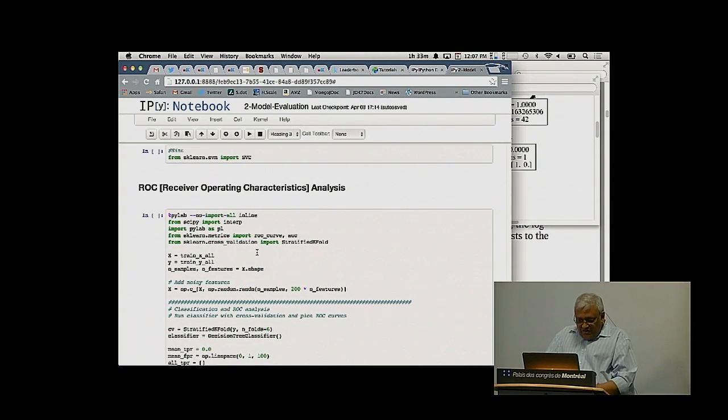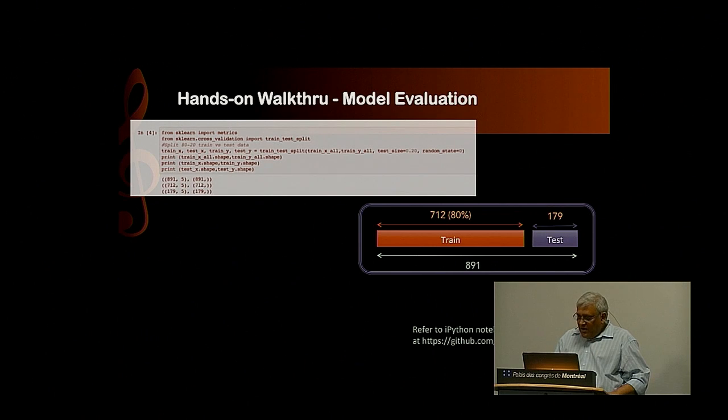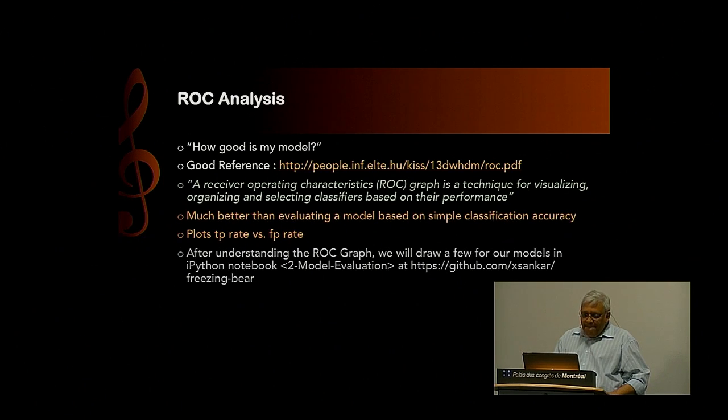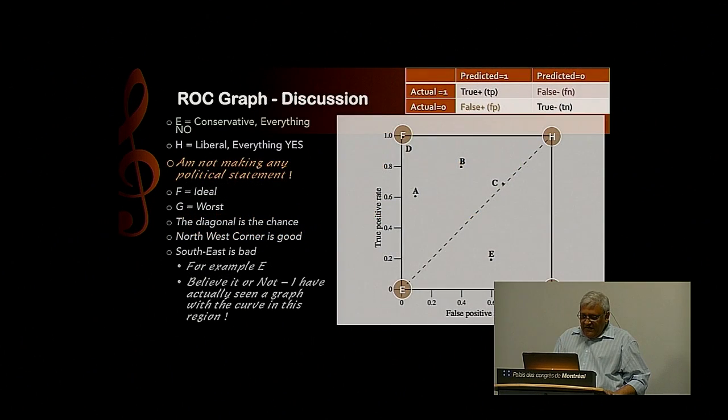There is another interesting curve called the receiver operating characteristic. It looks very deep, so let us look at what this thing is all about. This gives you how good my model is. This is a true positive rate versus the false positive rate.